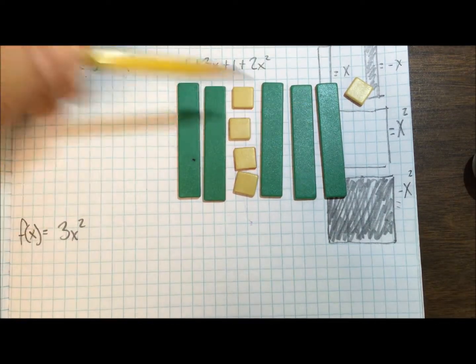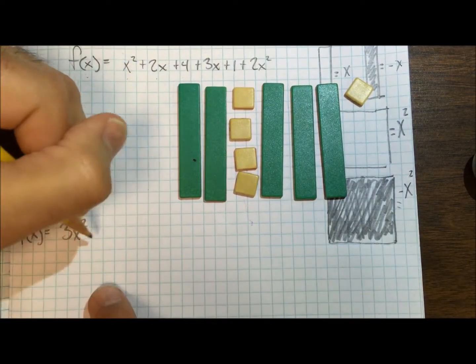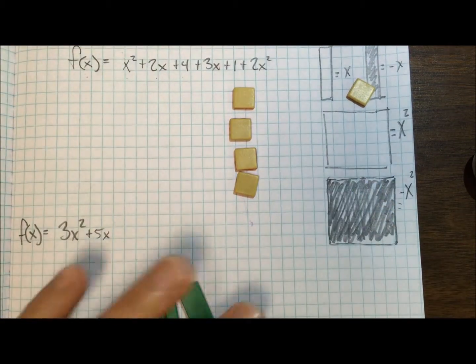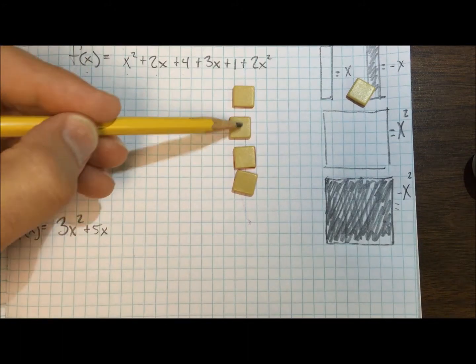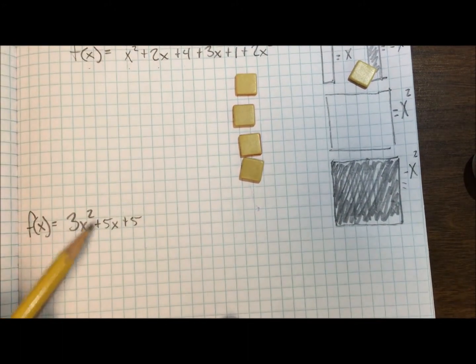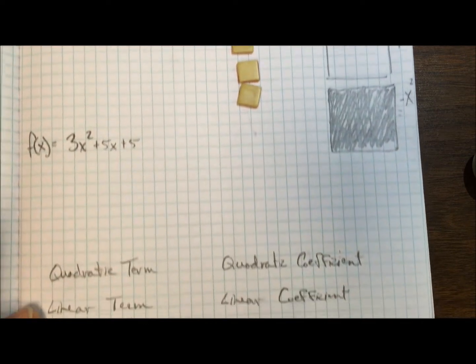I'm going to move those out of the way so I don't recount them accidentally. 1, 2, 3, 4, 5. These are all positive, so it would be positive 5x. Move all of these out of the way. 1, 2, 3, 4, 5. Positive 5. So that's 3x squared plus 5x plus 5.